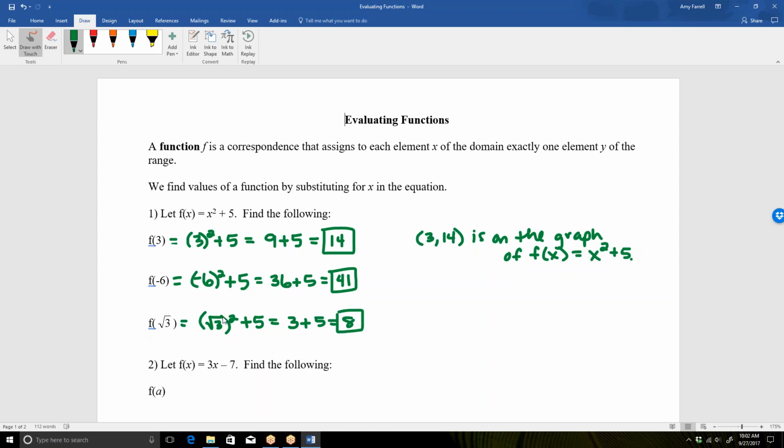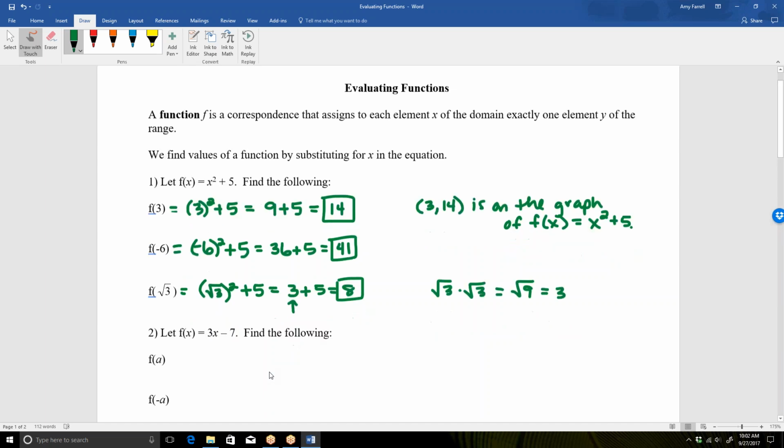Let me just show this real quick because it's been a while since we've talked about radicals. If you're squaring square root 3, it's the same as multiplying it times itself. Square root 3 times square root 3 is square root 9, and square root 9 is 3. So that's where I got this 3 here from.